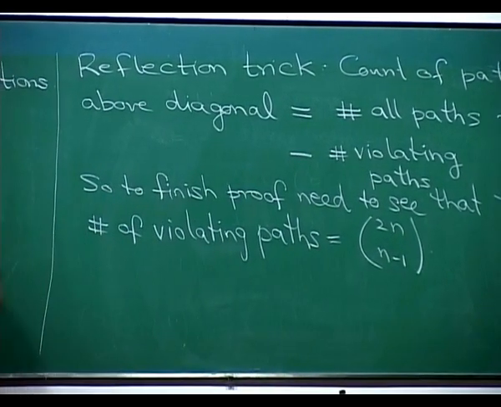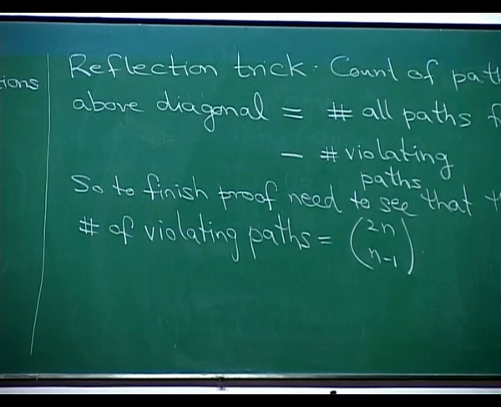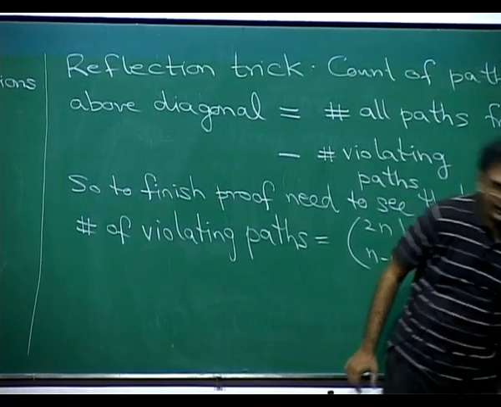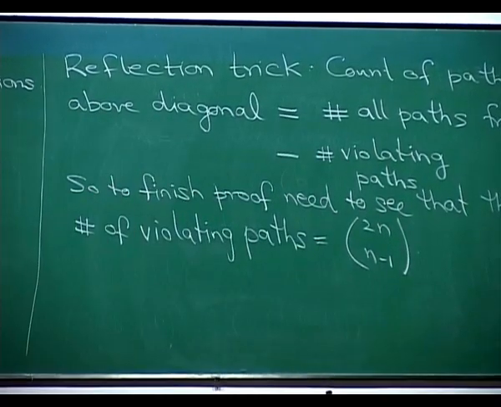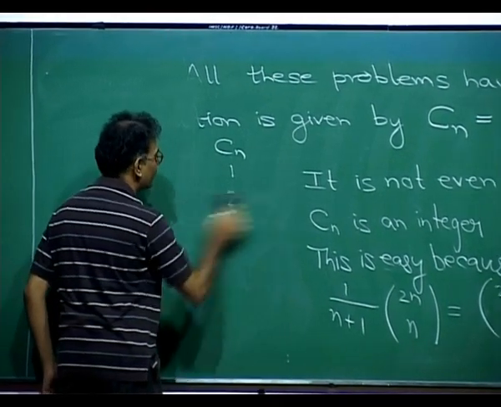And here is where the reflection trick comes in. So it goes this way. What we do is we consider a path which violates the condition. If it violates that condition, there is a first point at which that condition is violated. So we look at that point closely and do something there.